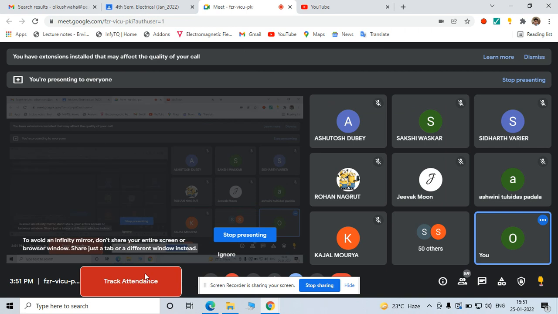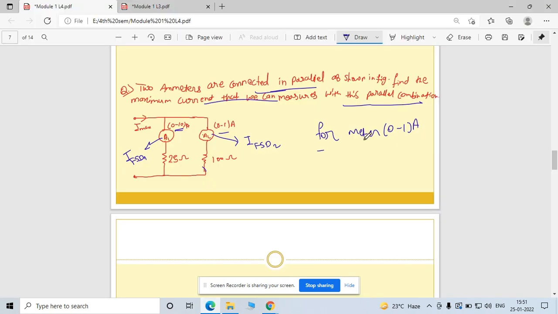Now for the meter 0 to 1 ampere, this is meter 2, right? So I consider I2m or Im2, it depends on you. I consider I2m, which is the maximum value of current, 1 ampere here. We need to find out the voltage, because once you find the voltage for this circuit, it will be the same for this circuit as well. And 0 to 1 ampere means this meter reading is small.